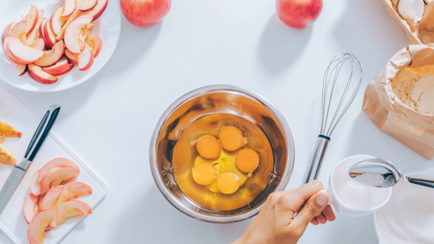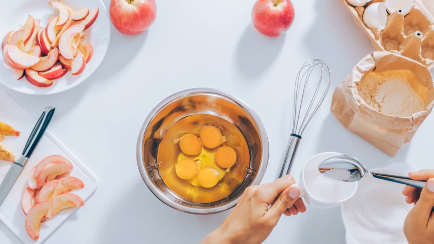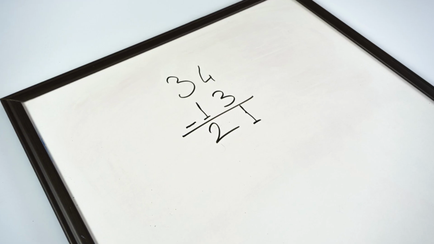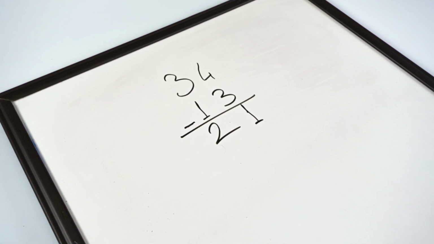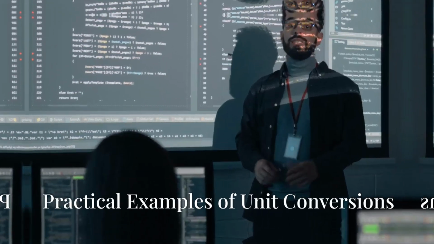Practice example. Volume conversion. Convert 3 cubic meters to gallons. 3 cubic meters times 264.1172 equals 792.506 gallons.